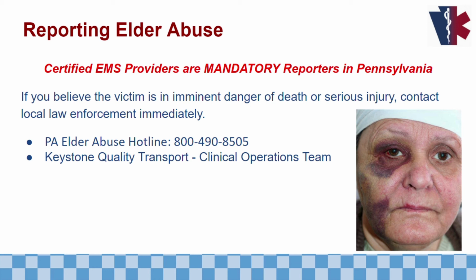Reporting elder abuse. Again, if you believe that the victim is in immediate danger, contact local law enforcement immediately. Otherwise, report your concern using the PA Elder Abuse Hotline at phone number 800-490-8505. You may also contact the Keystone Quality Transport Clinical Operations Team 24 hours a day. They are always ready to assist you with your reporting concerns.